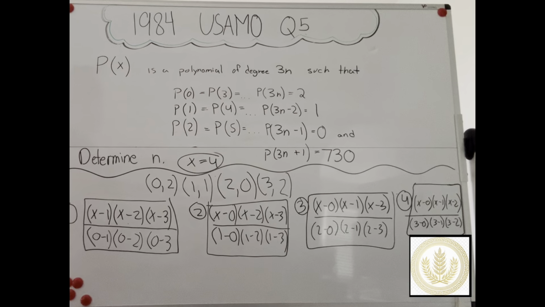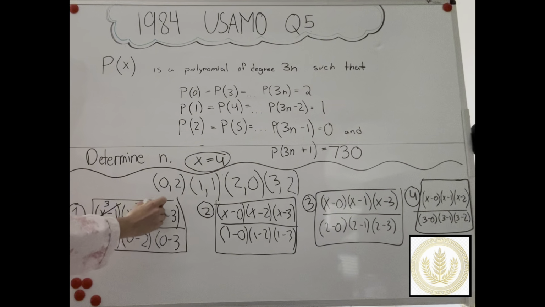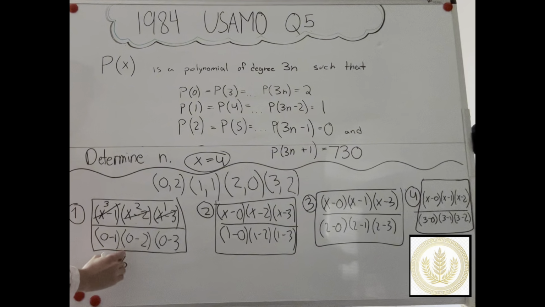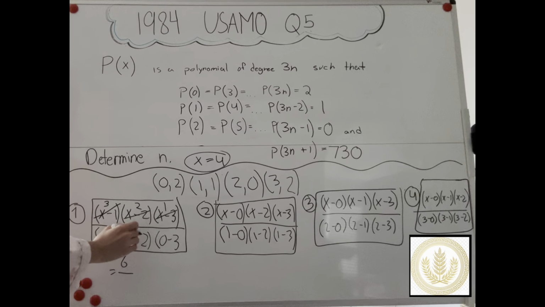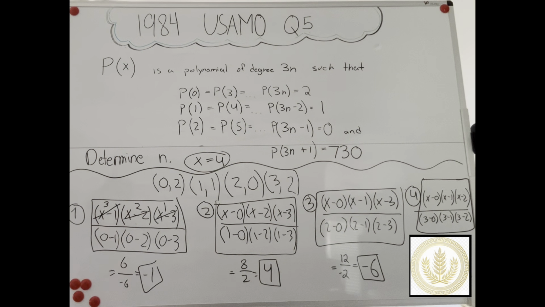Perfect. So now all we have to do is plug in x equals 4 for all of our x's to find the numerical values. So the first one will give us 4 minus 1, that's 3, 4 minus 2 is 2, 4 minus 3 is 1. So we have 6 divided by negative 1 times negative 2 times negative 3 is negative 6, which equals negative 1. And doing the same thing for our other ones, we are left with -1, 4, -6, and 4.